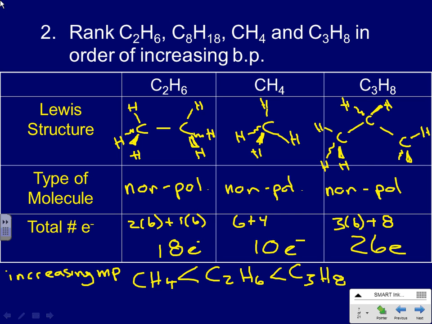Now, at room temperature, all 3 of those are gases, but if you were to cool it down below that, this condenses first, right? This is methane, this is what's called ethane, and this is propane, the same propane that you would burn in a barbecue.